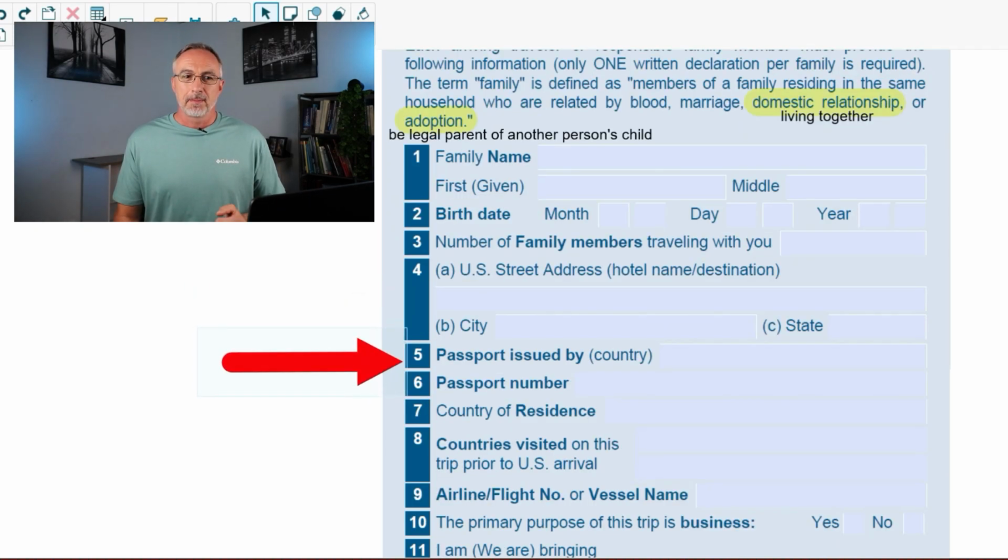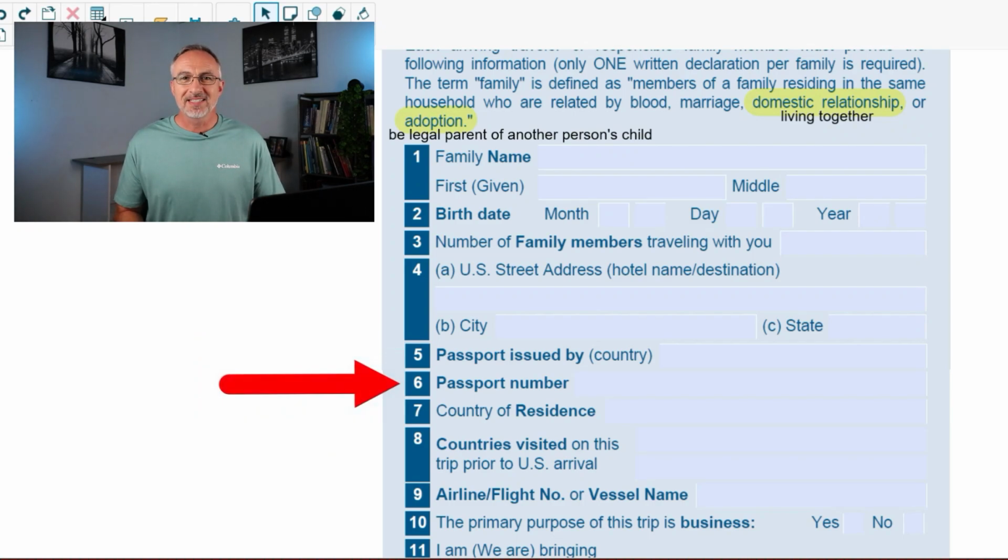Number 5, passport issued by, and then country. So you just need to write down the name of the country that you have your passport from. Number 6 is your passport number. So in every passport there is a passport number. You find it here.